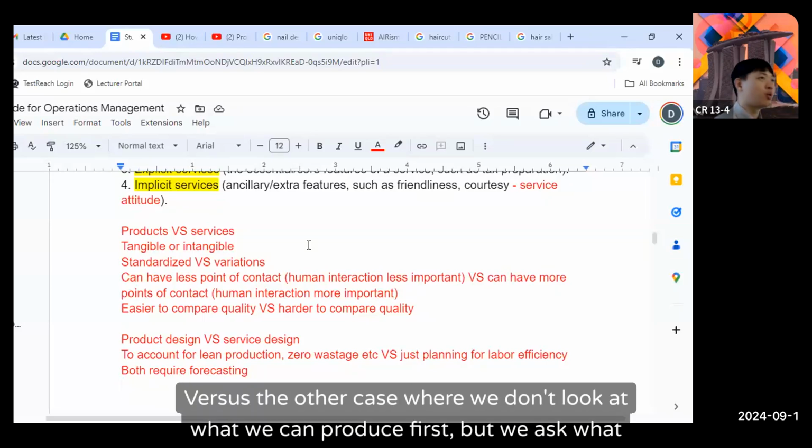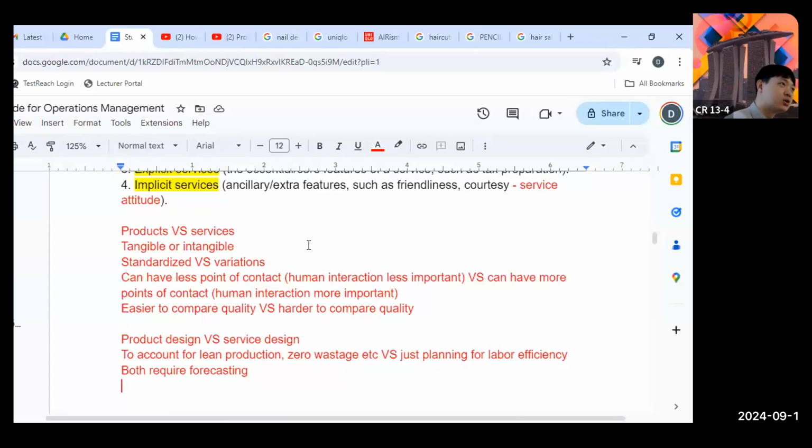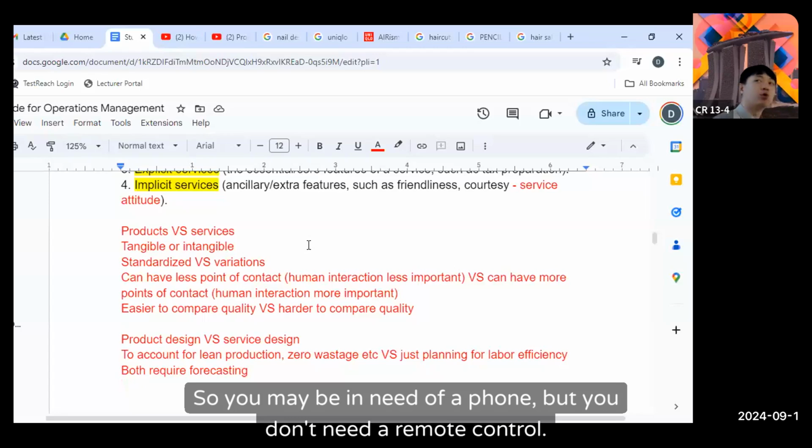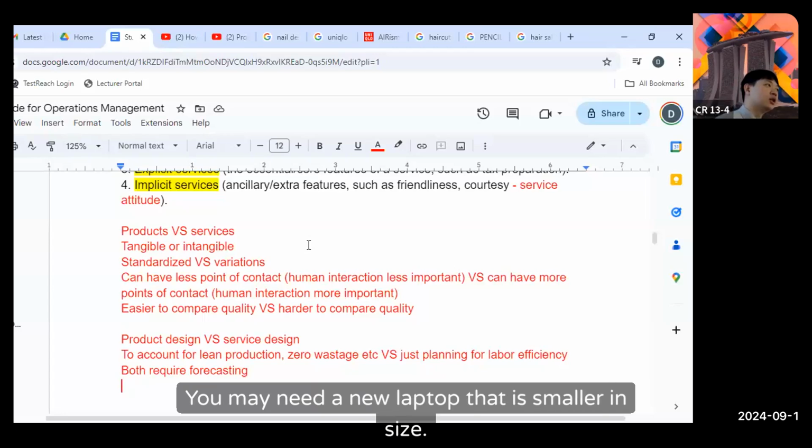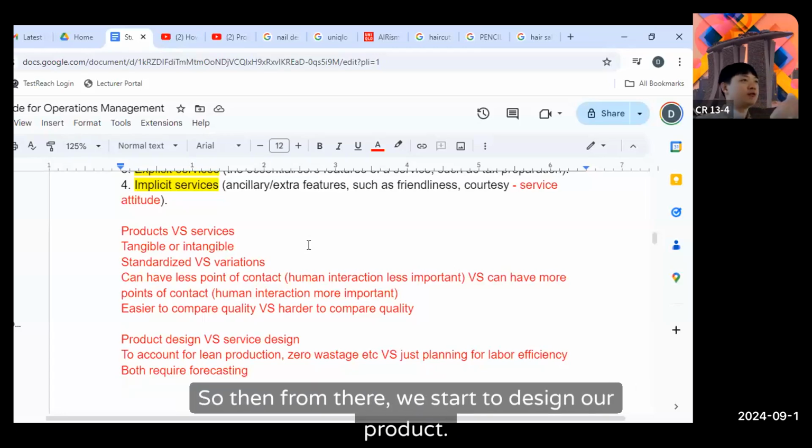Versus the other case where we don't look at what we can produce first, but we ask what the people want first. So you may be in need of a phone, but you don't need a remote control. You may need a better note-taking kit. You may need a new laptop that is smaller in size, right? So then from there, we start to design our product.